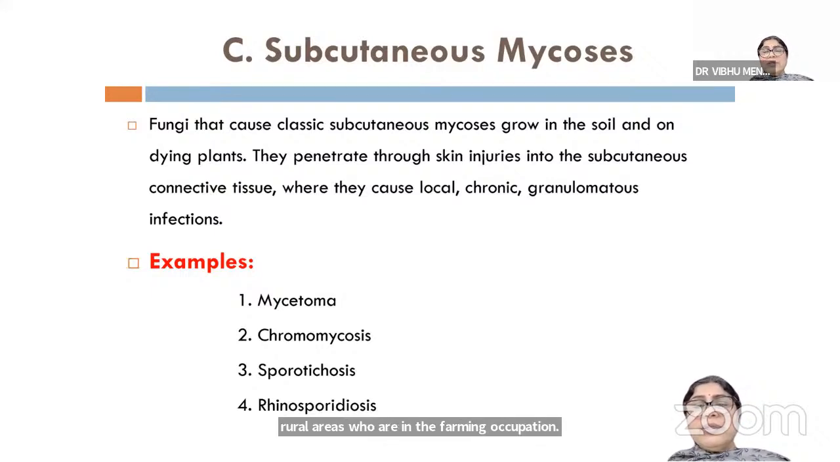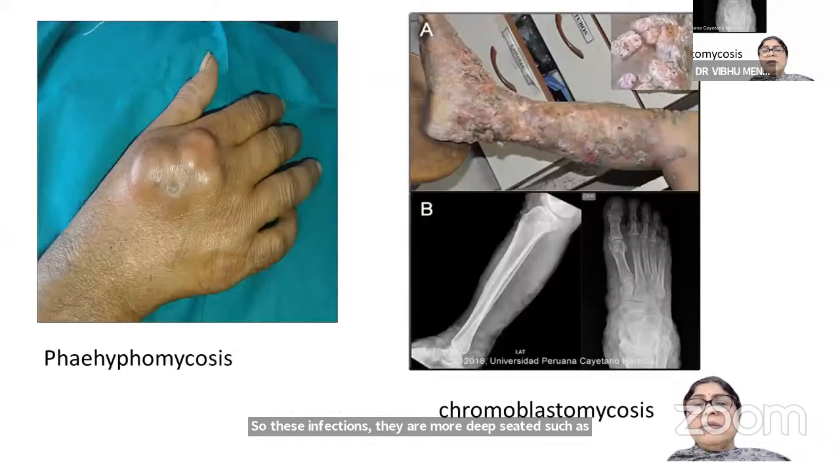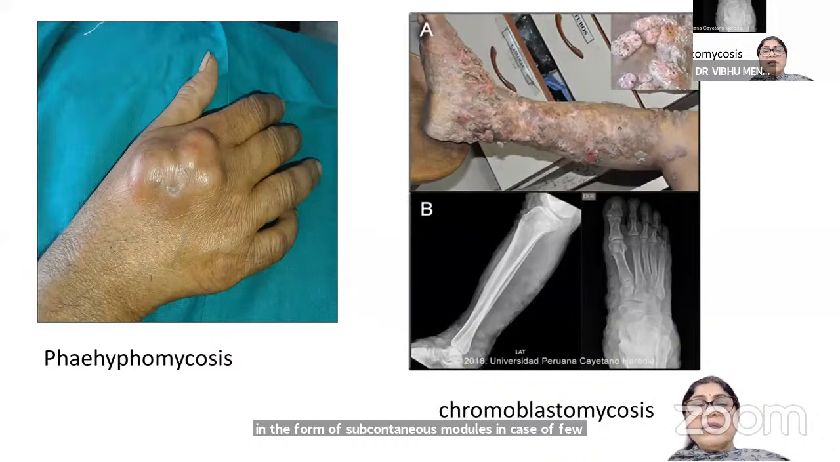So these infections are more deep-seated, such as chromomycosis, mycetoma, and sporotrichosis, and in the OPD they are not encountered very commonly because they are chronic and go on for months and years together. And what do they look like? They can be in the form of subcutaneous nodules in the case of phaeohyphomycosis. These are all saprophytic fungi which enter into the deeper layer of skin through injury.